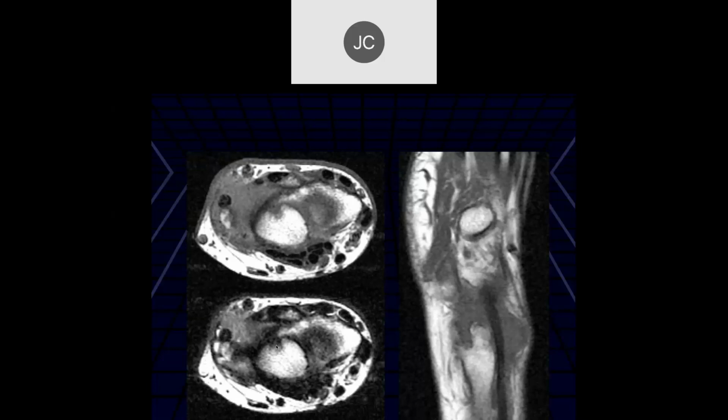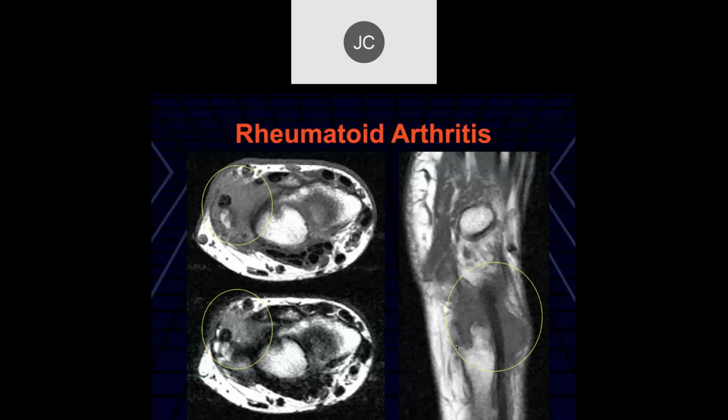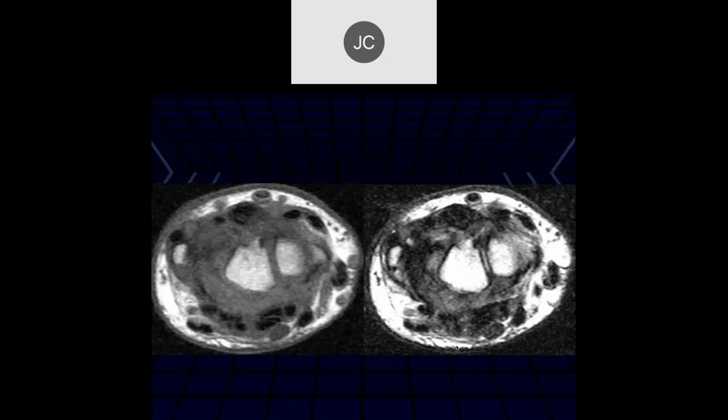Tayson. All right, we have a lot of synovial thickening in that extensor carpi ulnaris tendon there. Maybe some erosive changes to that ulnar styloid. Okay. Yeah, and this was rheumatoid arthritis.